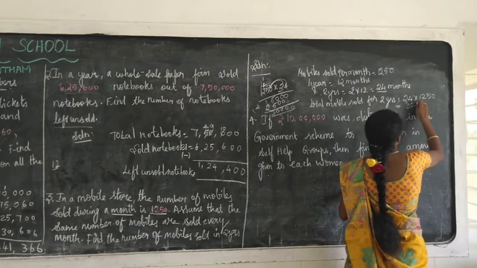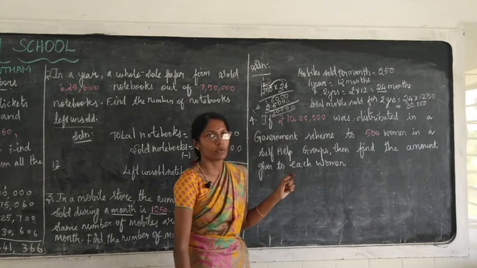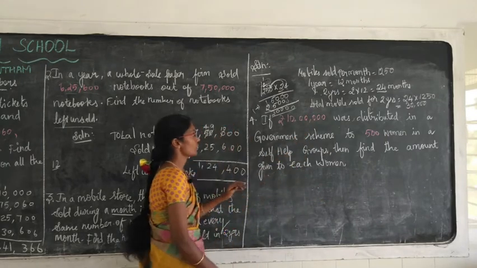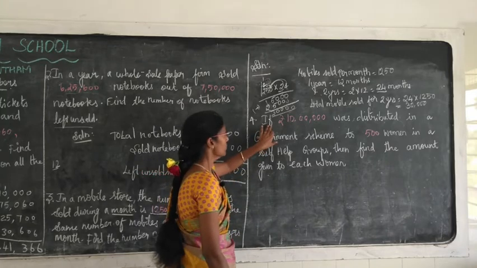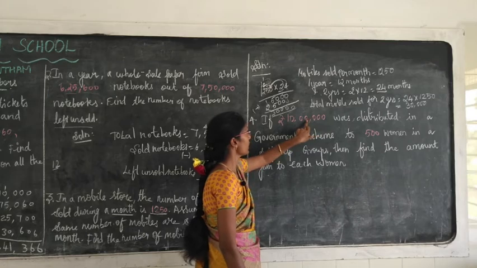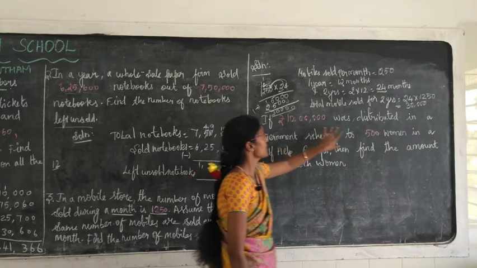30,000. So 30,000 mobiles they sold. Are you all clear about this question? Okay. So next question. So if 10 lakh: ones, tens, 100, 1000, 10,000, lakh, 10 lakh. So 10 lakh was distributed.